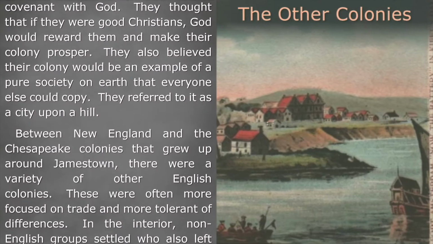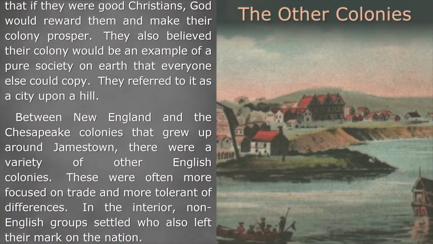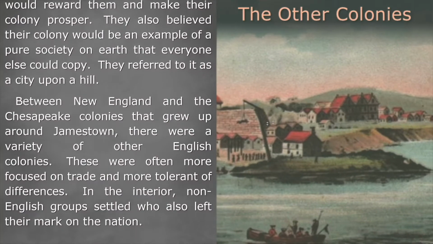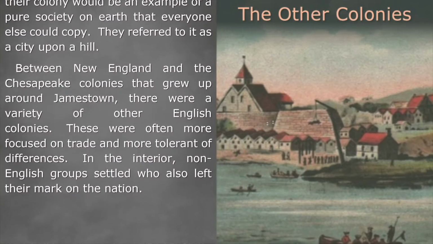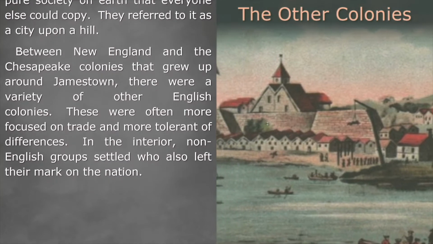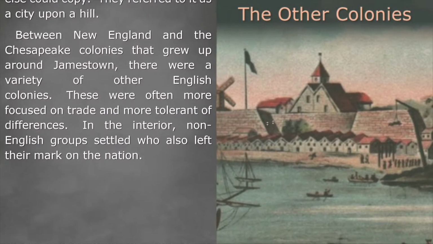Between New England and the Chesapeake colonies that grew up around Jamestown, there were a variety of other English colonies. These were often more focused on trade and more tolerant of differences. In the interior, non-English groups settled, who also left their mark on the nation.